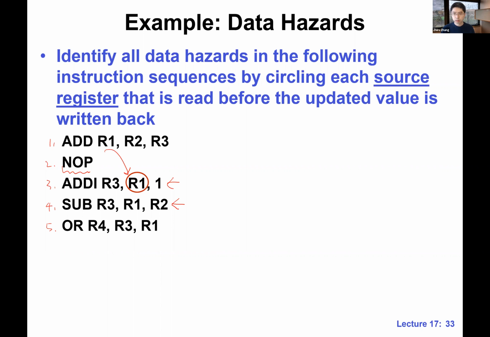Do we have a data hazard for instruction 4, the sub? Yes or no? If yes, which register? Also R1. Again, we only have 2 instructions in between add and sub, between this guy and this guy. It's not enough, so we also have a data hazard. Okay, last question. Instruction 5, do we have a data hazard on R1? Not on R1, but we do have a data hazard on R3 because R3 is being written by sub in the previous instruction.